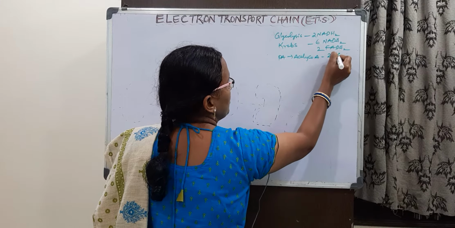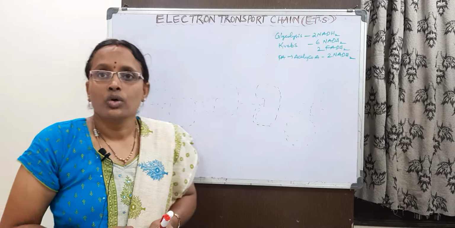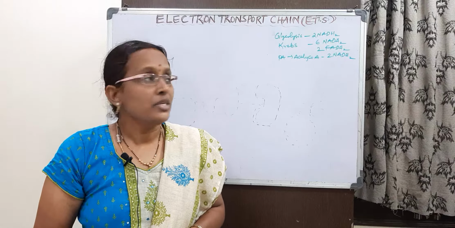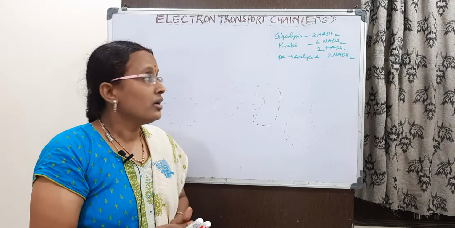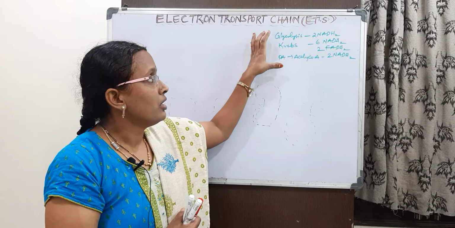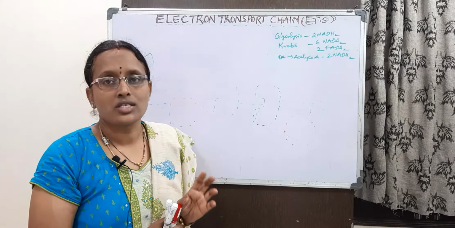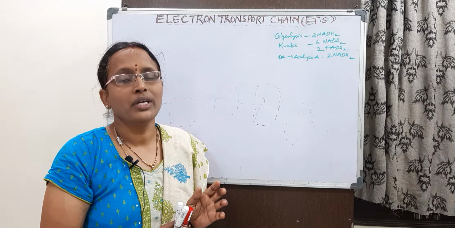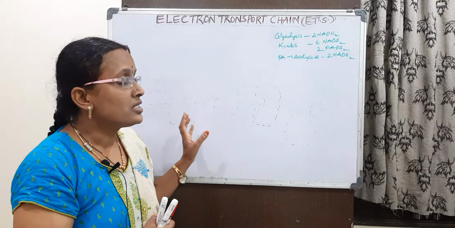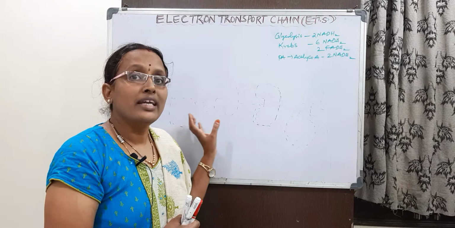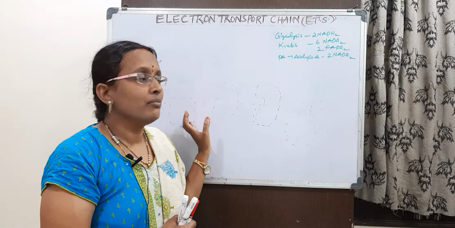In the conversion of pyruvic acid into acetyl coenzyme A, we also get 2 NADH2. So each NADH2 is worth 3 ATPs, whereas FADH2 is worth 2 ATPs. We get ATPs from these molecules when they are oxidized. This oxidation is carried out in the inner membrane of mitochondria. So why is it taking place there only?